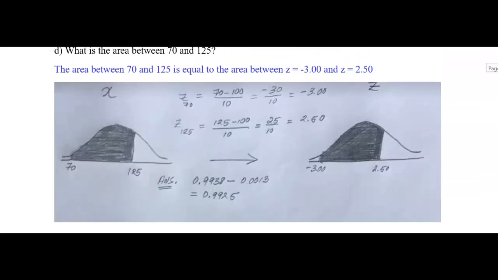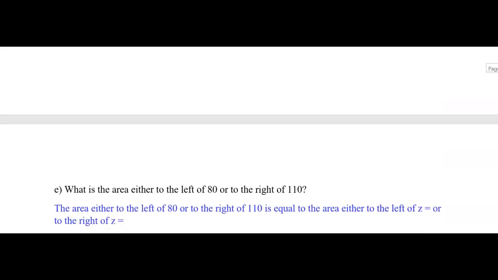Okay? So first you find the z-score for each value, then look into the table for the area associated with those z-scores and subtract them when you want to find the area between two of them. Okay?